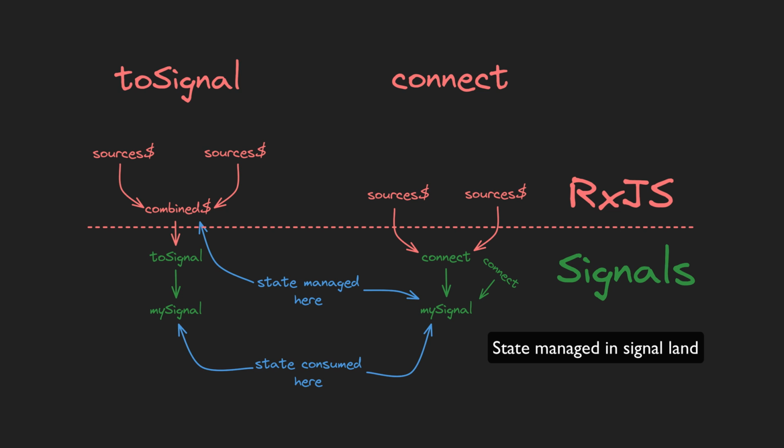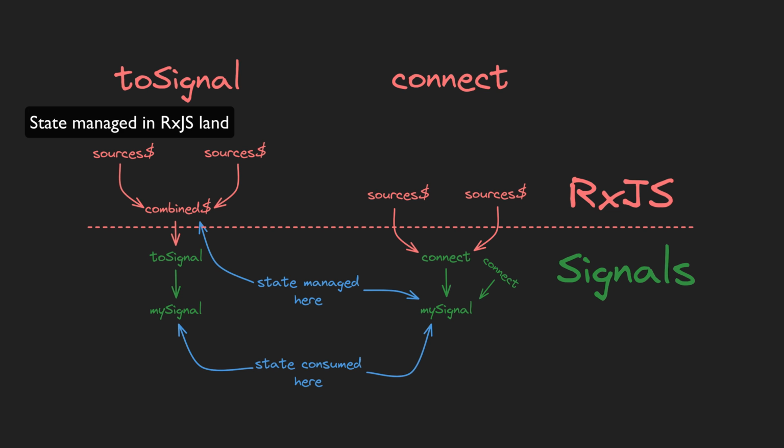With toSignal, it means that our state would need to be handled in the RxJS stream, and we would just be using toSignal to consume that state as a signal. We can't update the state once we use toSignal in this case. This approach isn't wrong, it's just relying on RxJS as the state management mechanism rather than signals. That's not the topic of this video though.